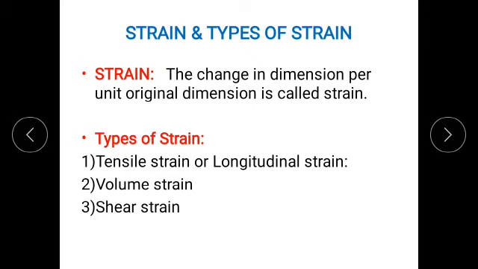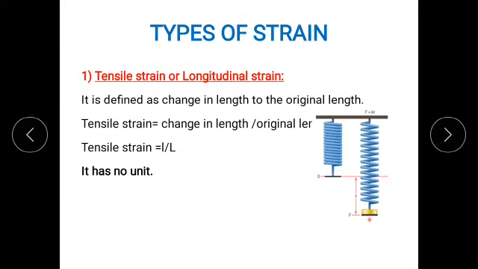And this strain is divided into three types. First is tensile strain, also called longitudinal strain. Second is volume strain, and third is shear strain. Now we see the first type, that is tensile strain or longitudinal strain.